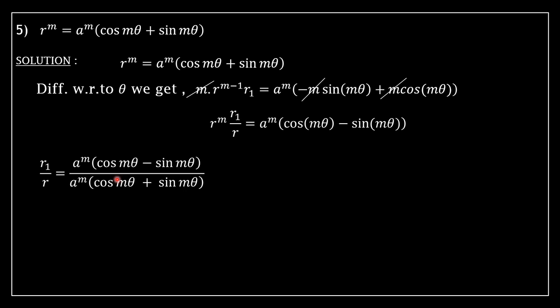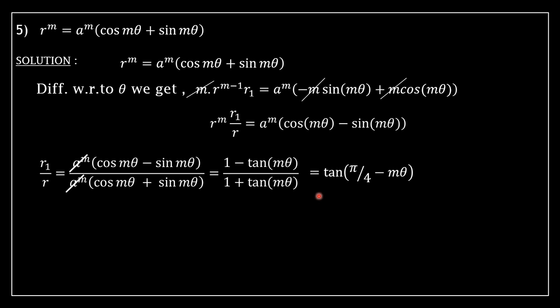a to the power m into cos m theta minus sin m theta divided by a to the power m into cos m theta plus sin m theta. Cancelling the constants a to the power m and dividing the numerator and denominator by cos m theta, the equation reduces to the form 1 minus tan m theta divided by 1 plus tan m theta, which is nothing but tan of pi by 4 minus m theta, isn't it? I have written r1 by r in a simplified form over here.